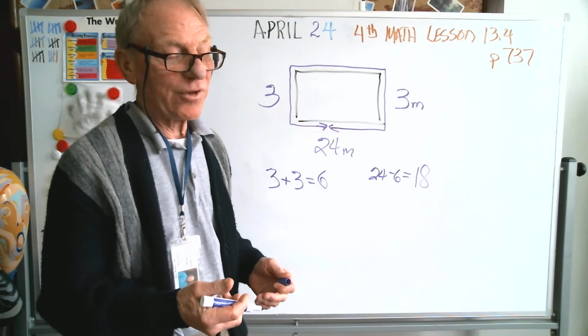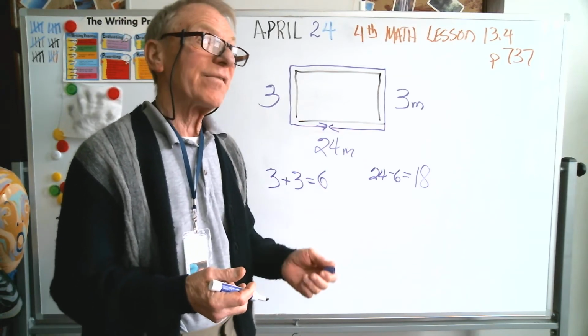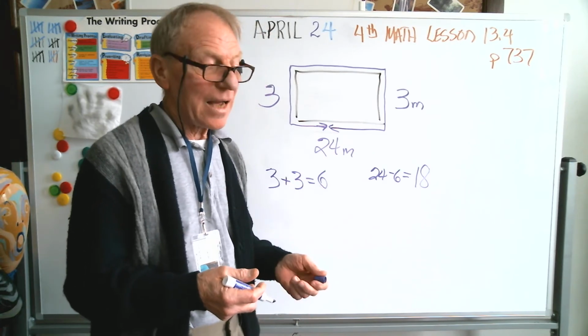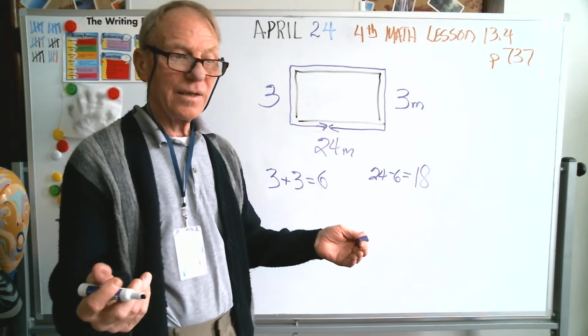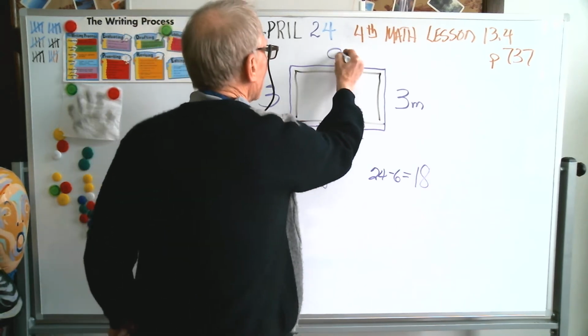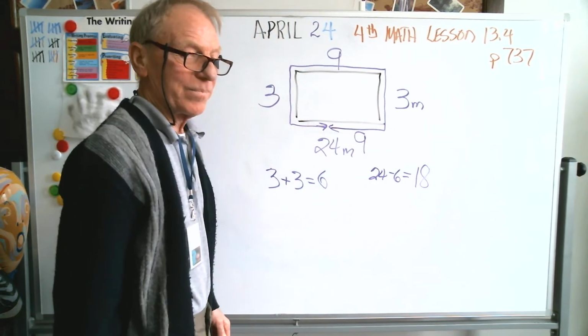Well, same dimension. 5 plus 5 is 10, 6 plus 6 is 12, 7 plus 7 is 14, 8 plus 8 is 16, 9 plus 9 is 18. So now we know that these dimensions are 9.